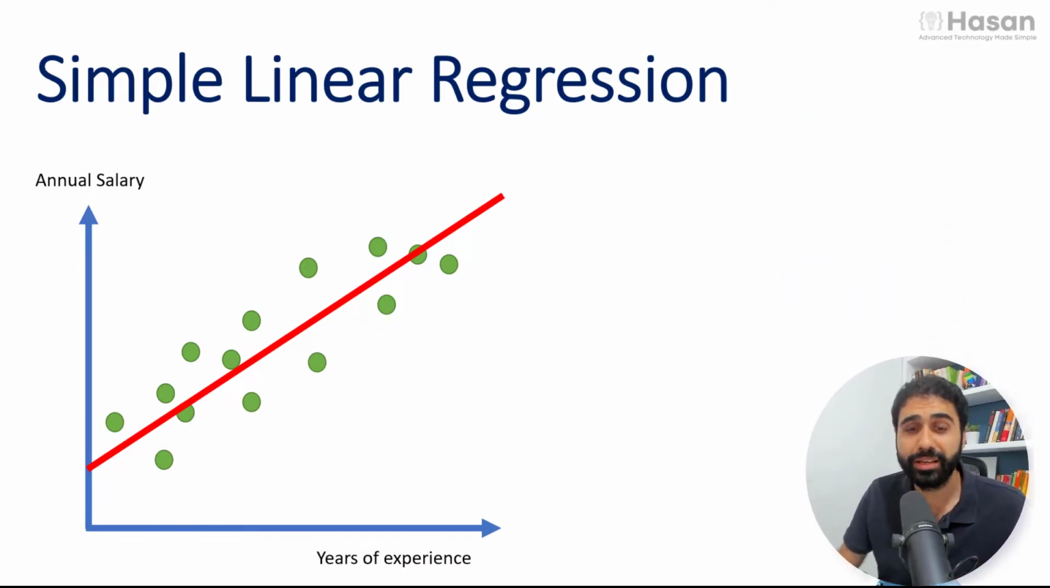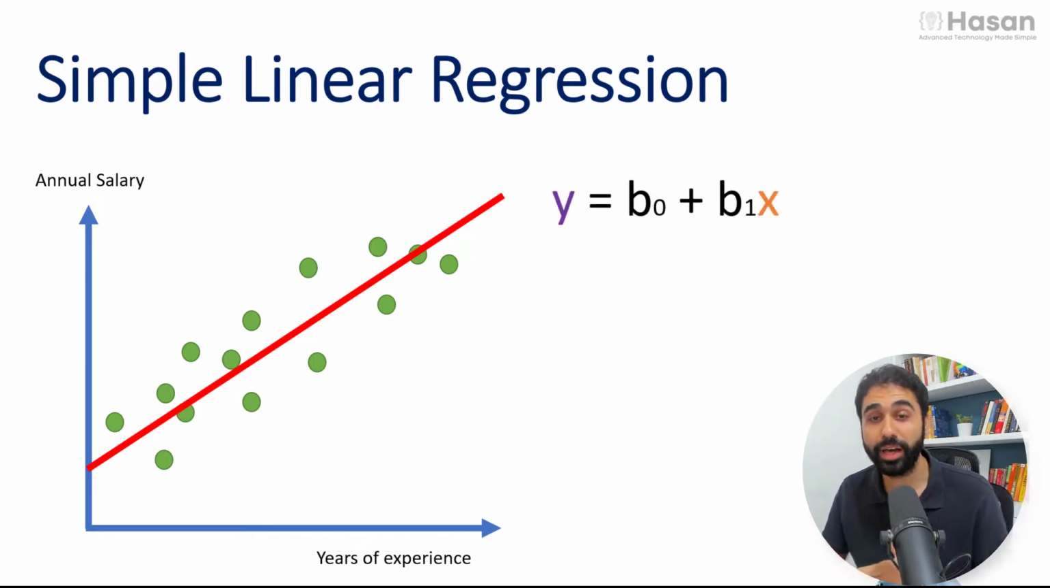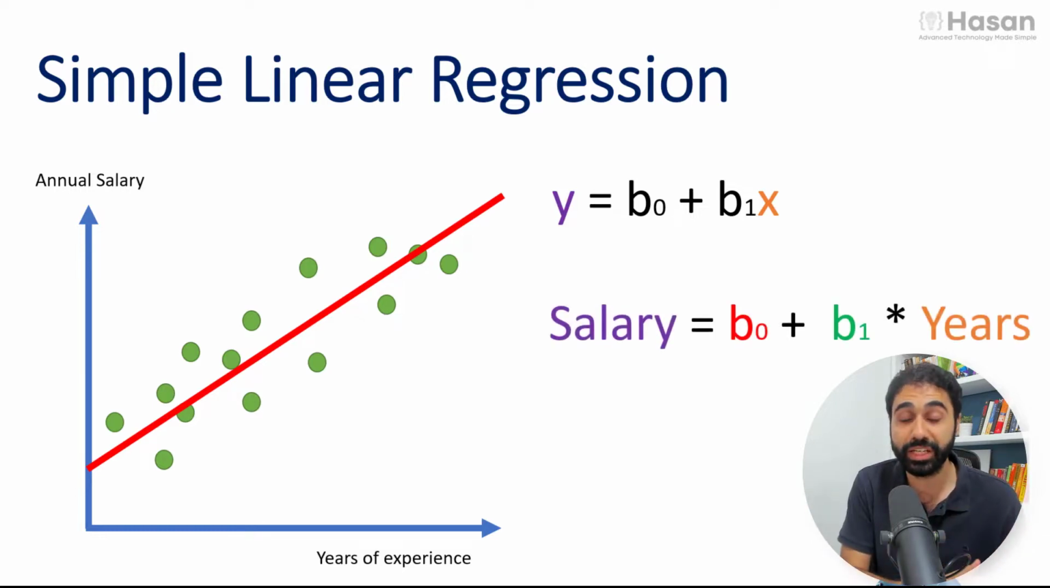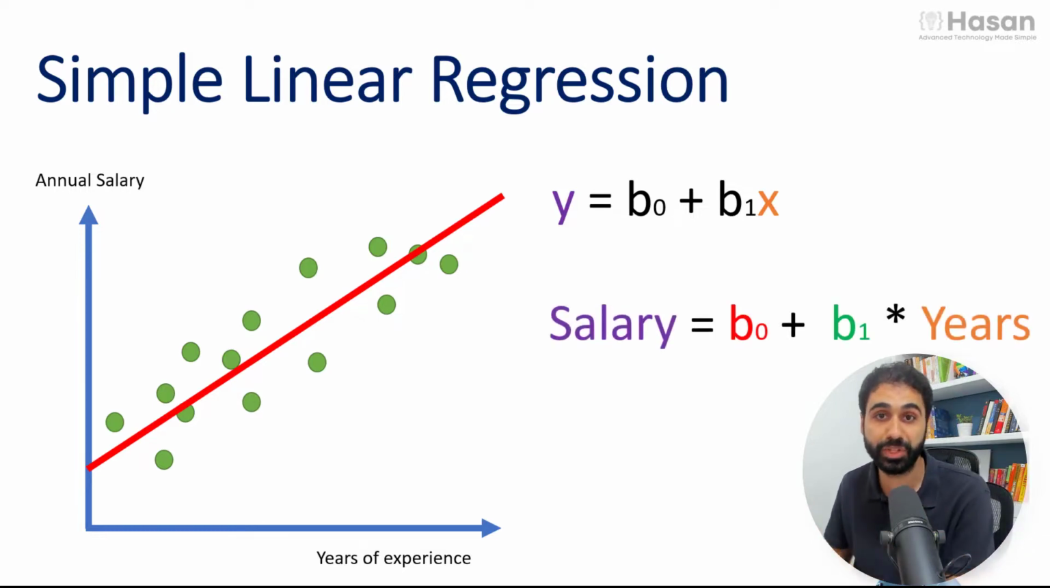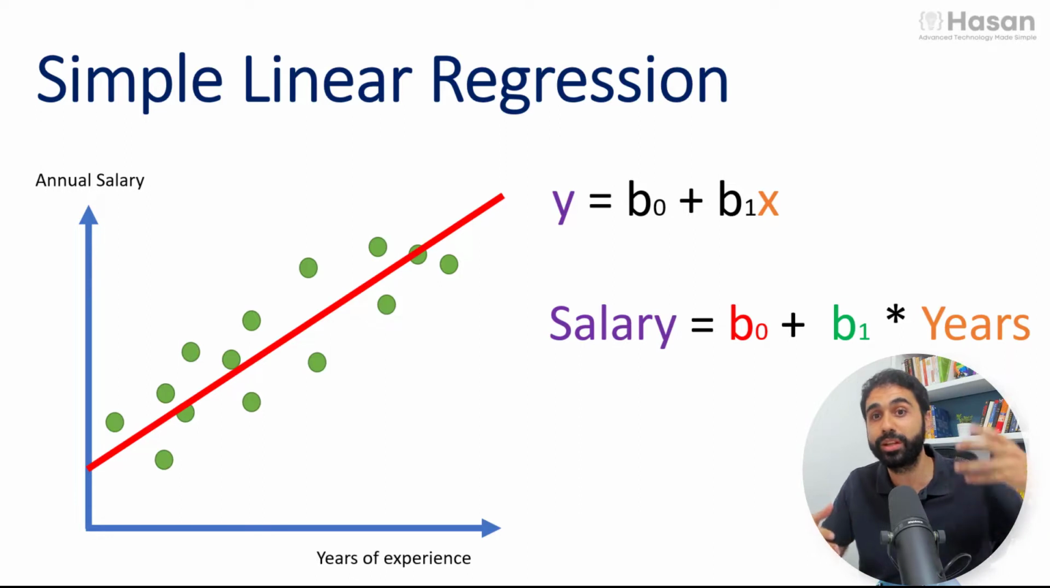And by the way, the equation of this line, let's go back to maybe high school, is y equals b0 plus b1x. In our application, y is the annual salary, and x is the years of experience. So we have a relation. When x changes, when the years of experience changes, the salary will change.